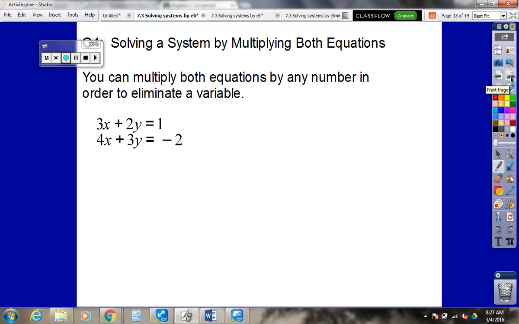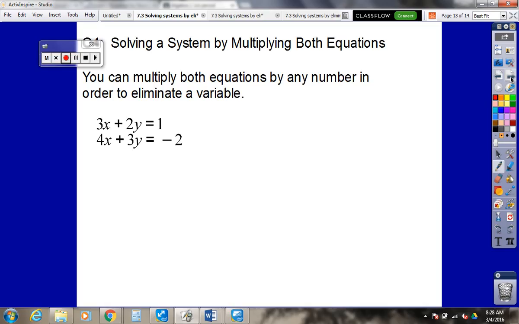Okay, so if we look at this system of equations, 3 does not go into 4 evenly, and 2 does not go into 3 evenly. So we have no possibilities for just multiplying one equation in order to eliminate a variable. So what we have to do is look at one of the variables and find a least common multiple so that we can multiply both equations by something, get opposite coefficients, and add them together so it eliminates. Does anyone see something we could multiply the equations by in order to cancel out a variable?